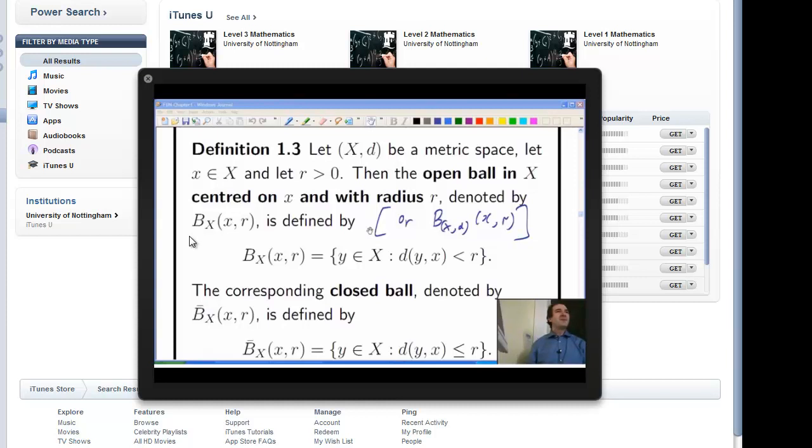Okay, so let me remind you what was going on in the lecture before we had our revision session. So we looked at open balls and closed balls, and I've given you the notation for that.